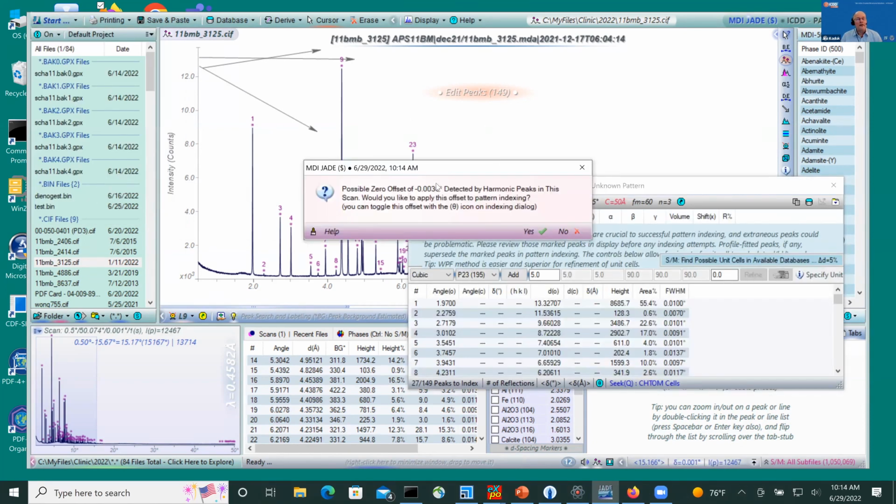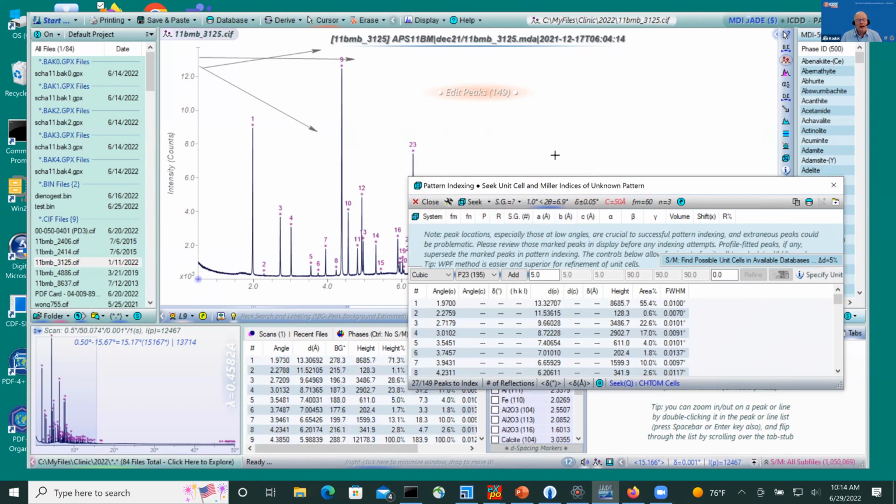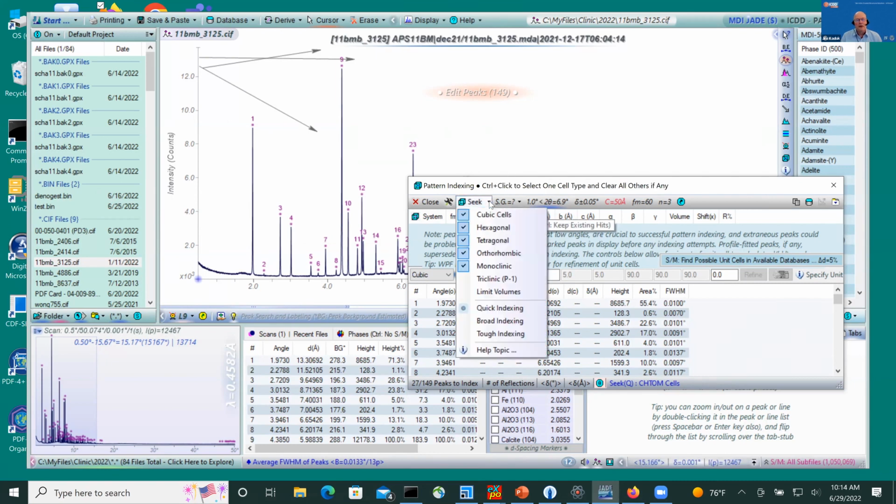It suggests there's a possible zero offset of 0.003 of a degree. Okay, I'm not going to worry too much. Once it starts being hundredths of a degree, it's a sign there may be a systematic error. As always in JADE, there are lots of controls all over the place. I'm just going to use my default ones, but go into the seek. I'm just going to look for cubic through monoclinic cells and use the quick indexing.